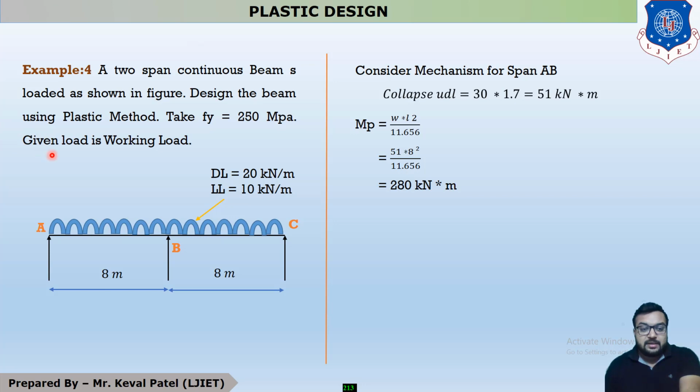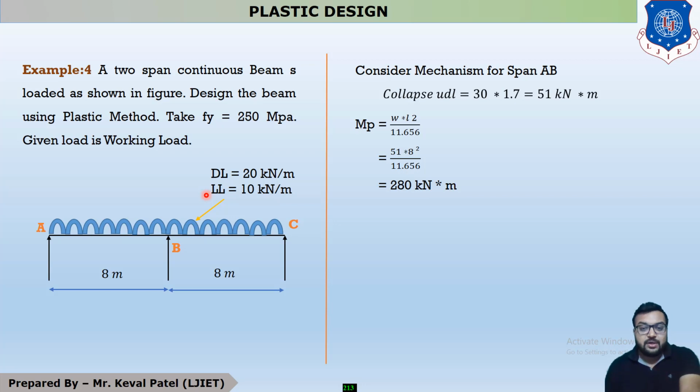Okay, now the given load is the working load. It means this dead load and live load is your working load. So whenever you have to design any beam, you have to design it for factored load. Okay. Now it was already discussed in our introductory session that whenever in the plastic design chapter no factor of safety is given, then you have to consider the factor of safety, also called the load factor, equal to 1.7.